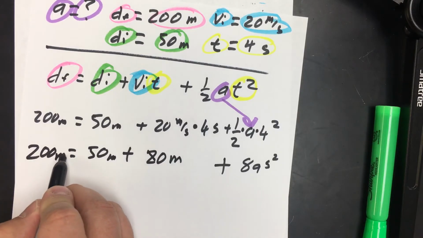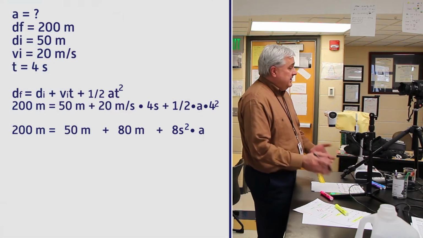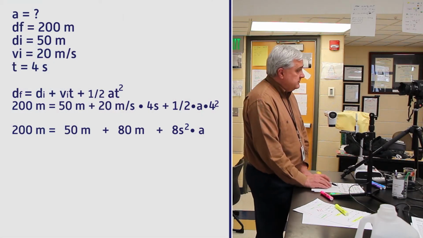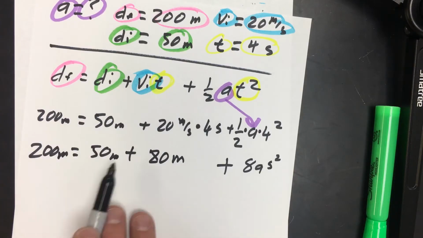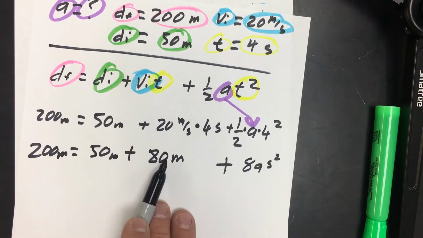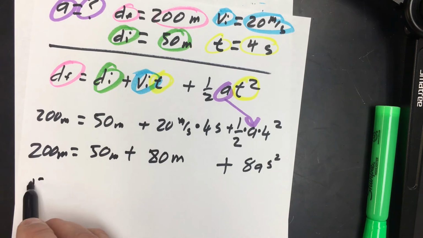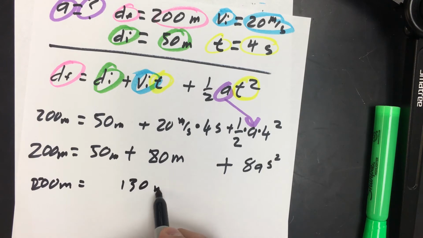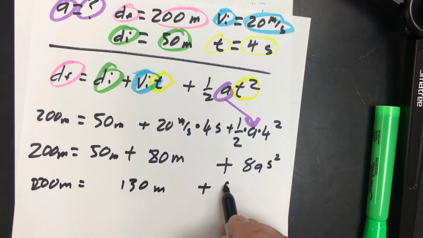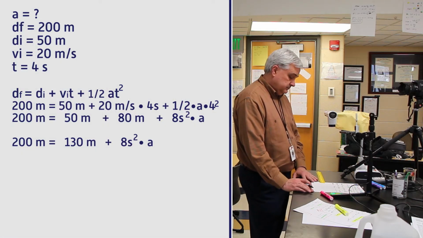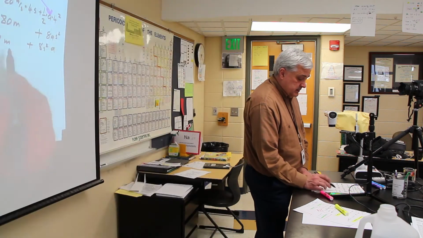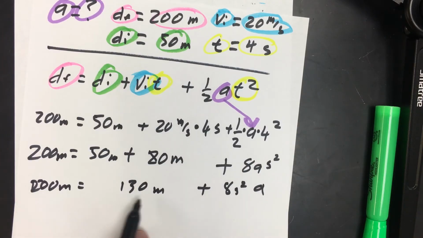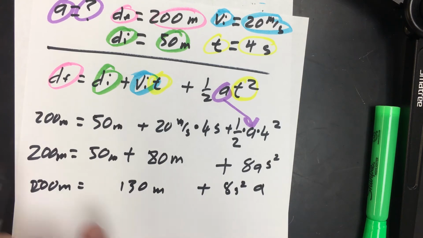200 meters. I need to combine like terms. Meters, meters, meters. So I'm going to combine these. That's going to be 130. 200 meters equals 130 meters plus 8 seconds squared times a. Still got the a here. Subtract 130 from both sides.